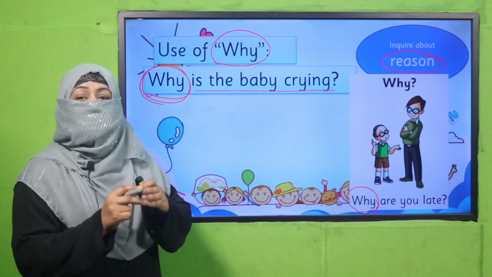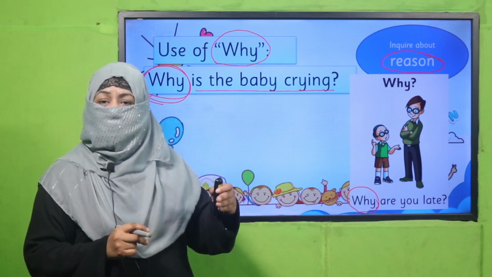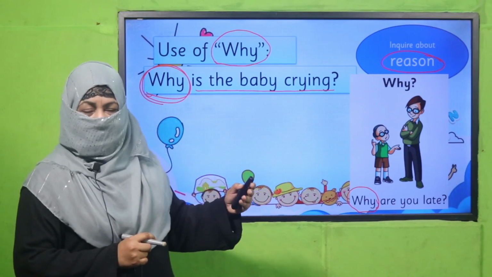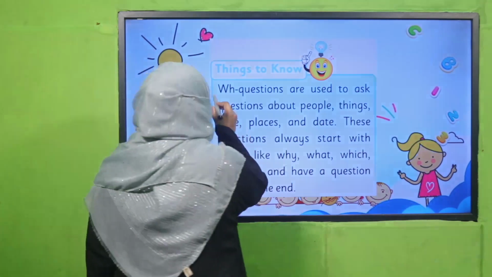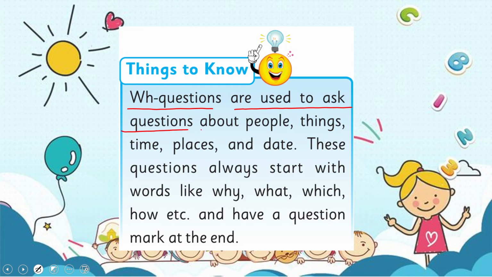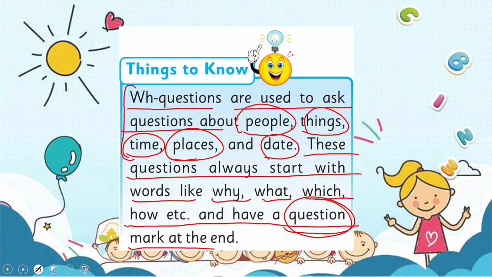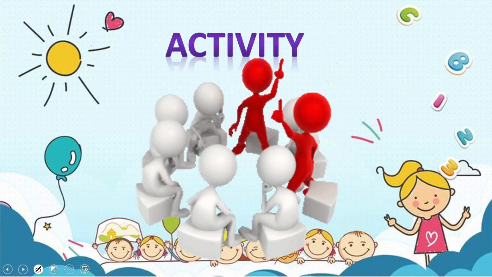Do you understand? So this is how when we ask question, we select a question word to make the question, right? Okay. So WH questions are used to ask questions about people, about things, time, place, and date, etc. Right? We just read it, and these questions always start with words like why, what, which, how, etc. Right? And you have to use a question mark at the end of these statements. Are you clear with the concept?